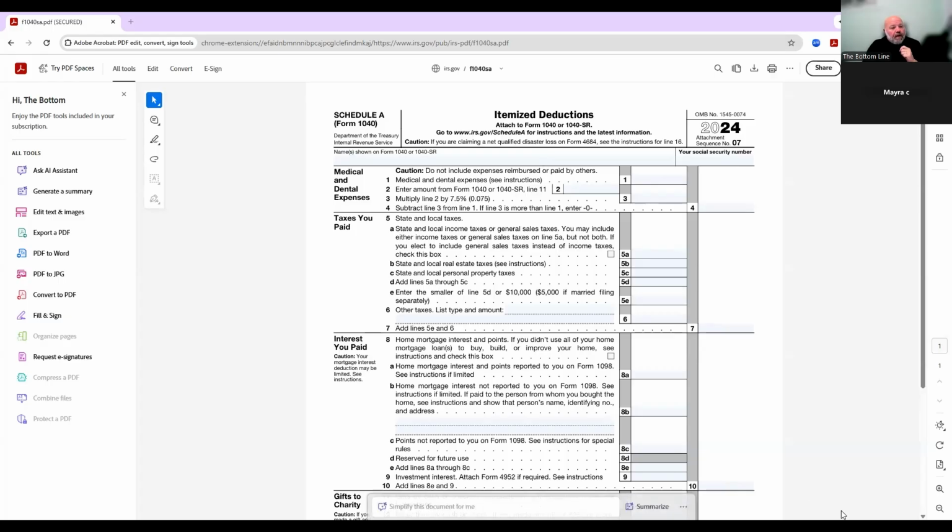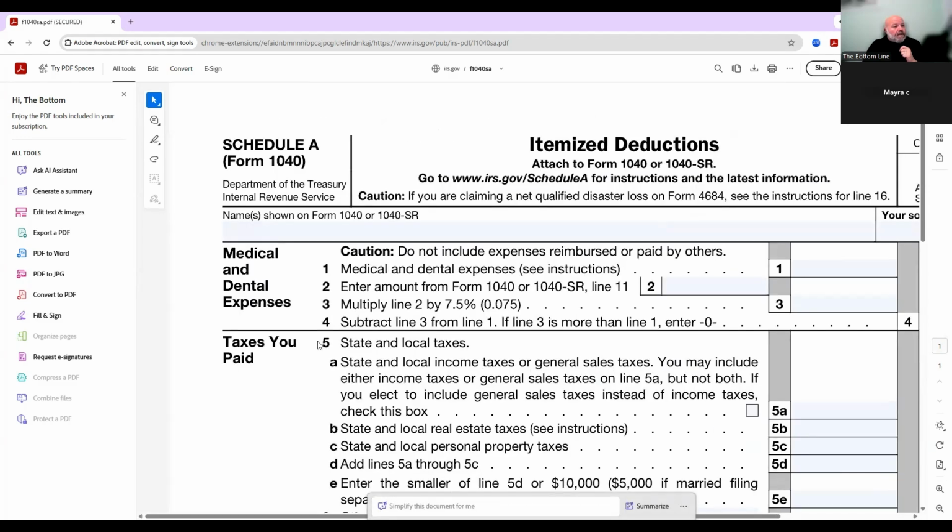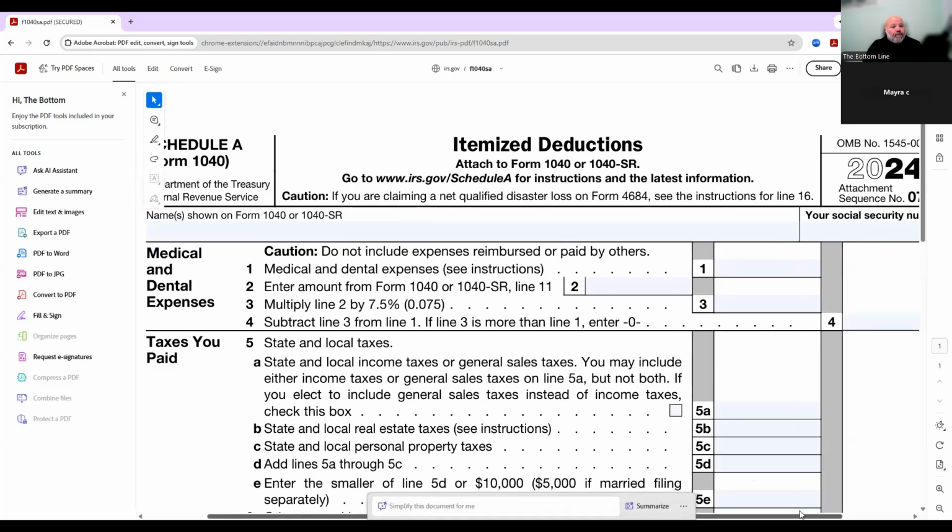Here on our Schedule A, you can see that we're going to put here all our medical and dental expenses, eyeglasses, all of those things will go on line 1. And then we're going to enter the amount of 1040 line 11, which is our adjusted gross income. And then we're going to multiply line 2 by 7.5%, 0.075. And then we're going to subtract that from our medical expenses. And that becomes the amount that we can deduct on line 4.